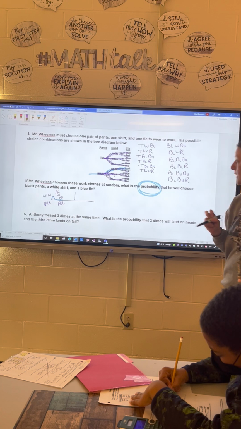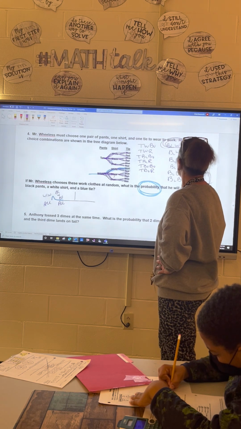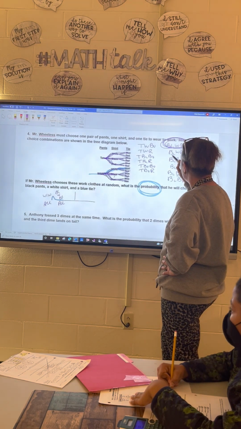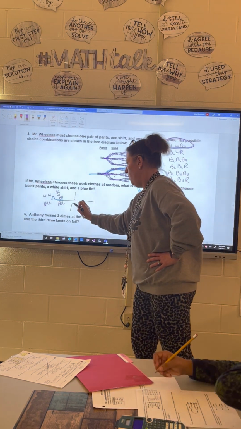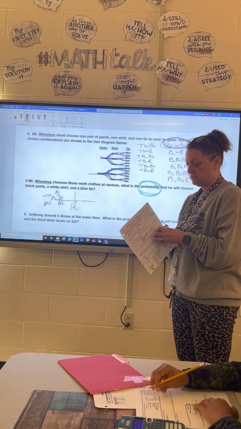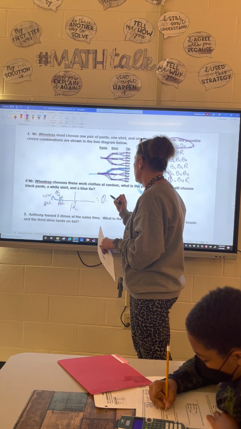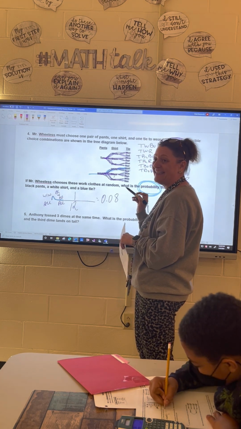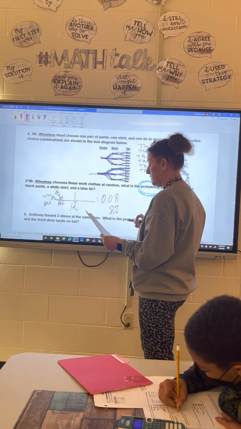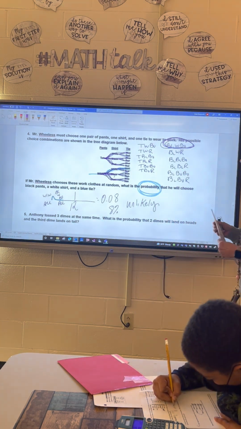Okay? I want black, white, blue, which is right there. Out of 1, 2, 3, 4, 5, 6, 7, 8, 9, 10, 11, 12, 1 out of 12. So there's a 1 out of 12 chance. And I went ahead and did that, which is a 0.08 decimal, an 8% chance, unlikely.